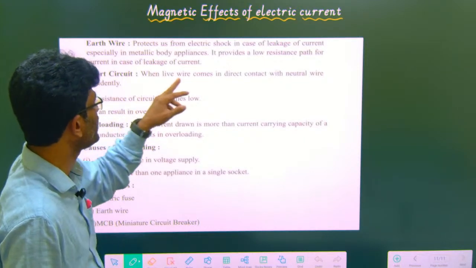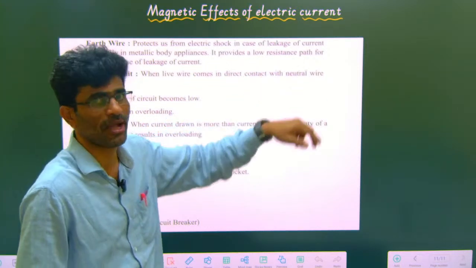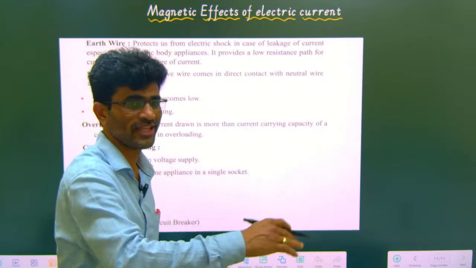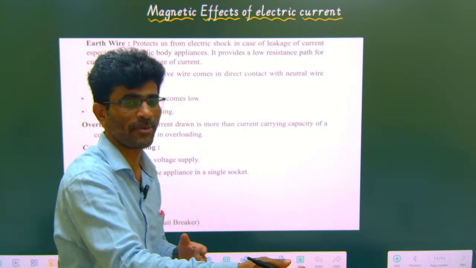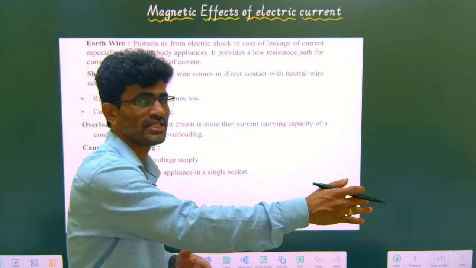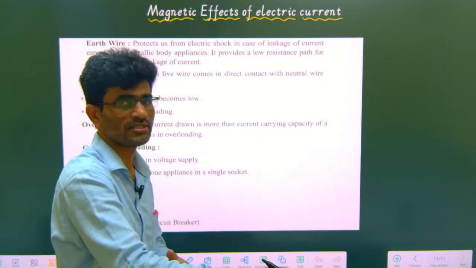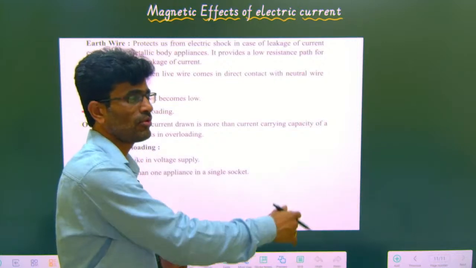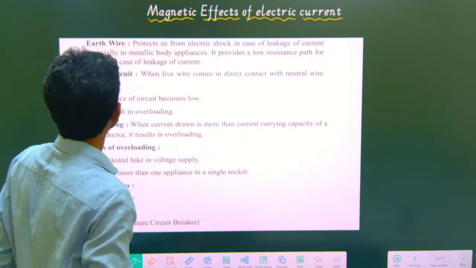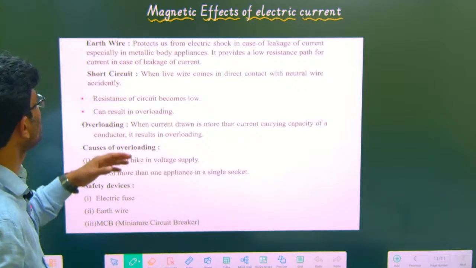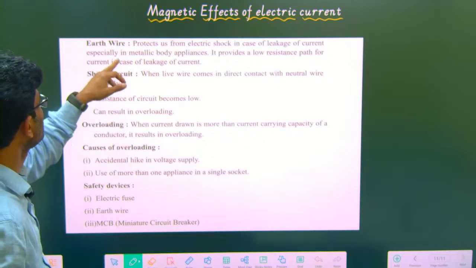How will it be prevented? It provides a low resistance path. So what happens parallelly when you connect that earth wire, if there is some leakage of current? It passes through the earth wire, because the earth wire has low resistance, instead of passing through all these. That current will pass through the earth wire, and we will be saved from that electrical shock. So that is about the earth wire.